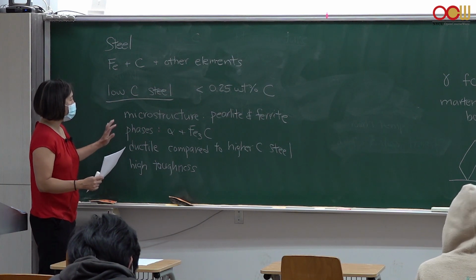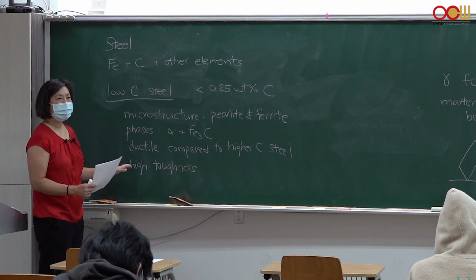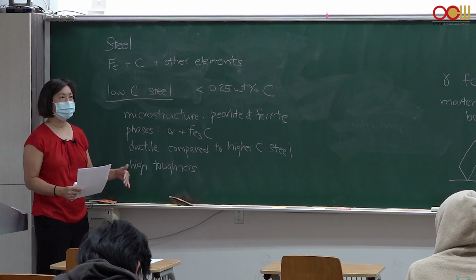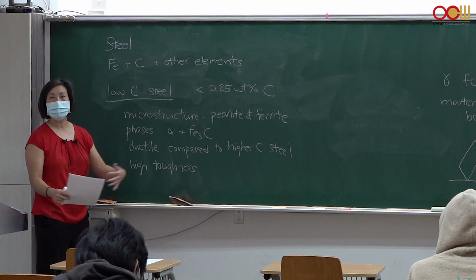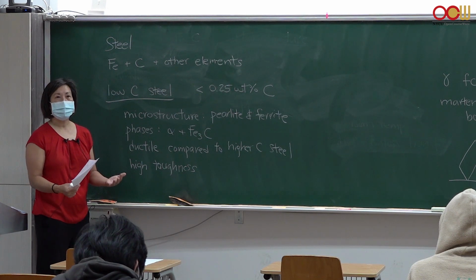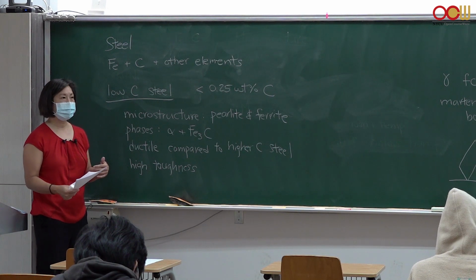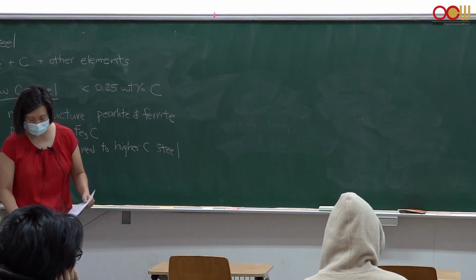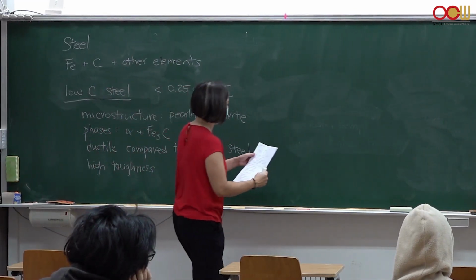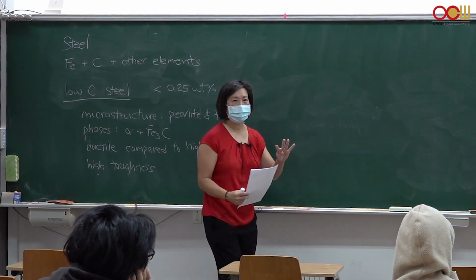And the way most people work a low carbon steel to make it stronger is through cold working. So by deforming it, introducing more dislocations, making smaller grains, you will be able to make the material harder or stronger. And before we go any further, you will often see steel with a designation of 4 different numbers.